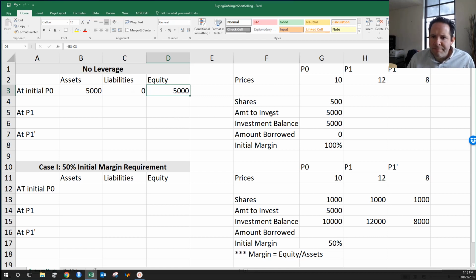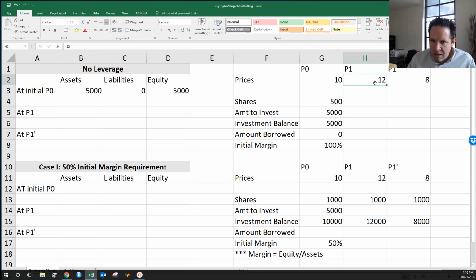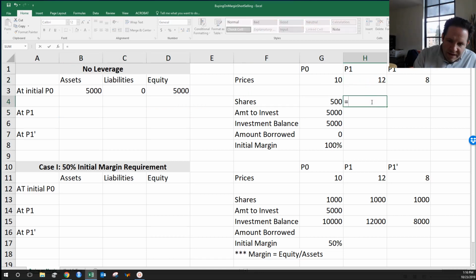Next step is to say, okay, let's say some time passes. We're at the end of a holding period, and we're potentially going to liquidate our position, but the price went up to 12. Well, how many shares do we have? That doesn't change. Still 500 shares.